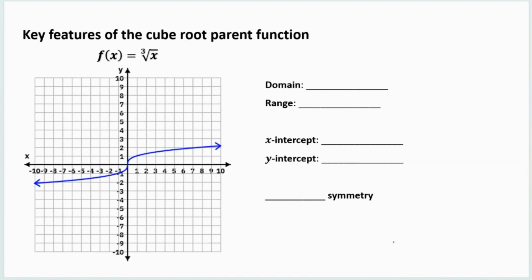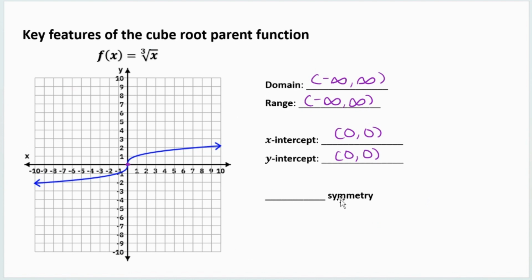So it does include all x values in the domain, so we're going to say negative infinity to positive infinity. The range also does include all y values, so we're going to say it goes from negative infinity to positive infinity. It does intersect both the x and y axes at (0, 0), so we're going to say that's where our x-intercept and y-intercept are located.